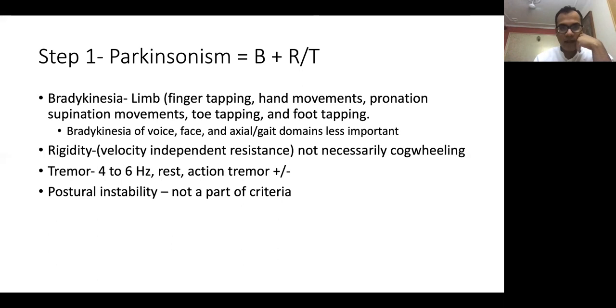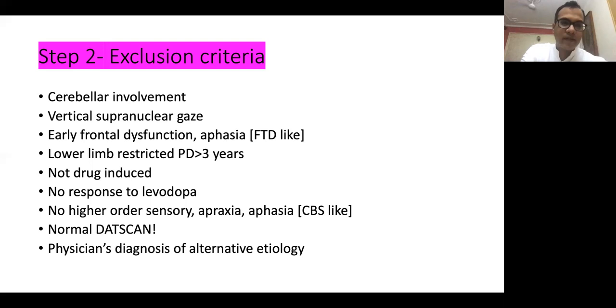Once you've done that, we have to rule out certain diseases which completely rule out Parkinson's disease. The most common ones are: cerebellar involvement in MSA, supranuclear gaze paresis in PSP, frontal dysfunction and aphasia in frontotemporal dementias, and lower limb restricted Parkinsonism which stays in the lower limb for more than 3 years. We have other differentials for those. We should make sure there are no drugs taken prior to this which may explain Parkinsonism. If there's absolutely no response to levodopa, we can rule out Parkinson's disease. There should be no higher order sensory dysfunction or cortical dysfunction like apraxia or aphasia, which may suggest corticobasal degeneration. A normal DAT scan is good to rule out Parkinson's disease, although an abnormal one doesn't always rule it in.